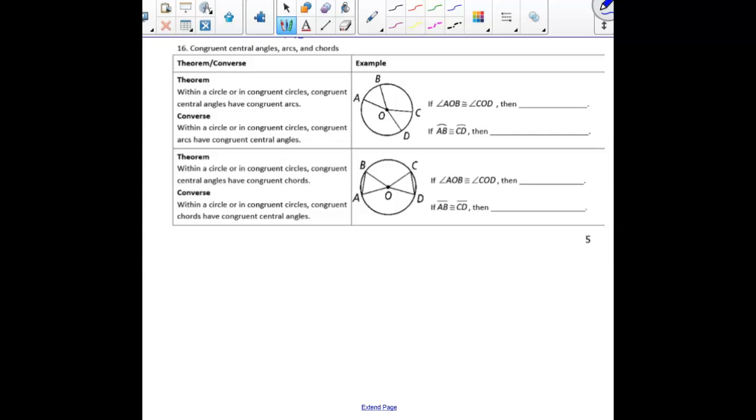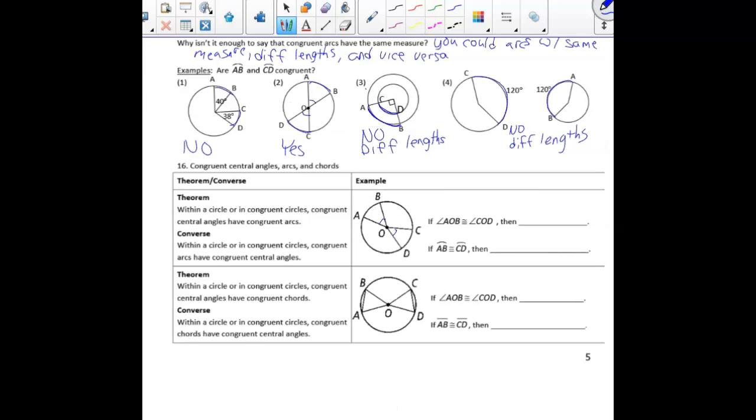So in my drawing here, these two angles are congruent. Therefore, arc AB and arc CD are also congruent. Okay, the converse of that is also true. If the two arcs are congruent, then angle AOB and angle COD are congruent.